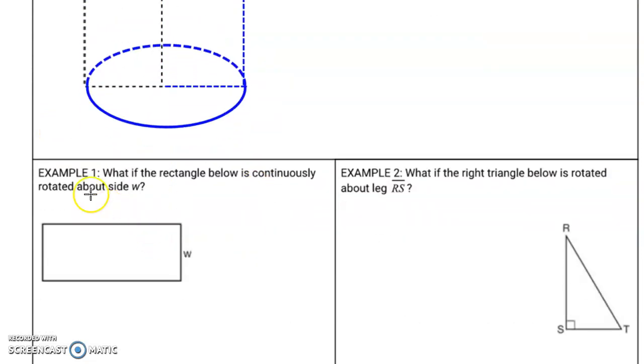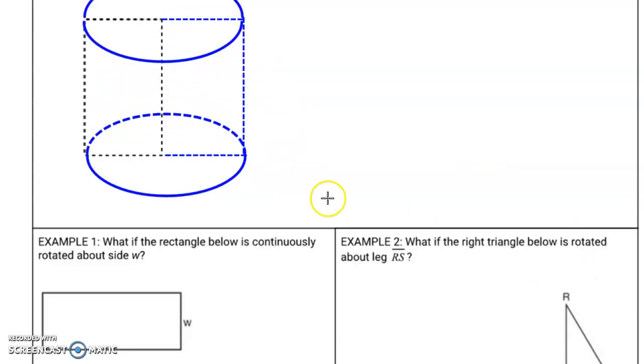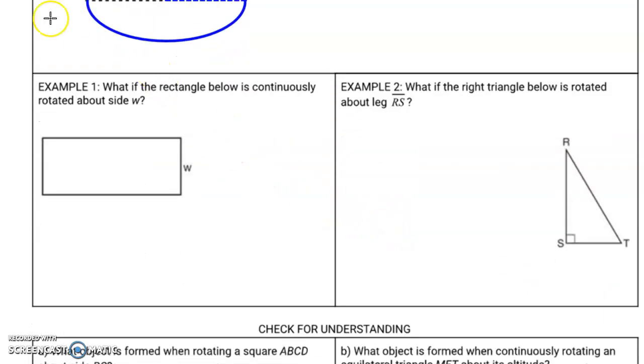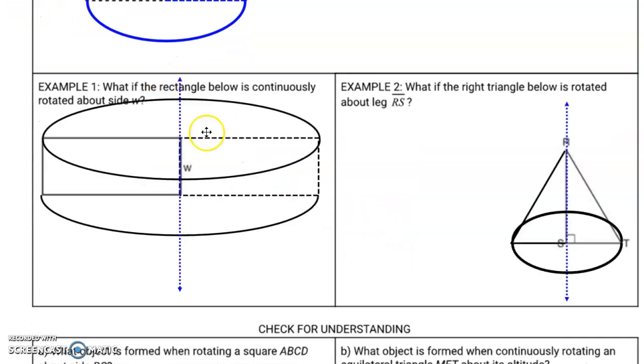In each of these examples, it's asking what if the rectangle is continuously rotated, and what if the right triangle is rotated around this leg. Pause the video and try to draw this out. Sketch it out the same way that we sketched out this rotation, and then come back to see if you got it right. All right, you can see that this rectangle, I spun it around side W or about side W. Sometimes they use that phraseology there.